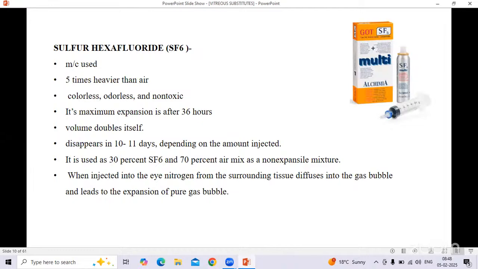Sulfur hexafluoride. It is the most commonly used gas. It is 5 times heavier than air, colorless, odorless, non-toxic, and its maximum expansion is after 36 hours, and it doubles in its volume, and it disappears by 10 to 11 days. Mean is 12 days. And it is used as 30% SF6 with 70% air, and when it is injected into the eye, the nitrogen from the surrounding tissue diffuses into the gas bubble and leads to expansion of these bubbles.